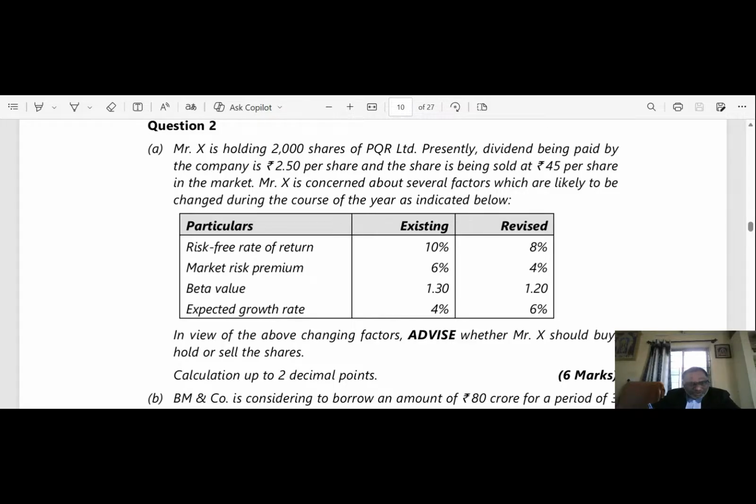Into RM minus RF. RM minus RF, 6 minus 10, 4, negative 4. 4 minus 8, 4. Plus expected growth rate is 4 percentage, revised 6 percentage.